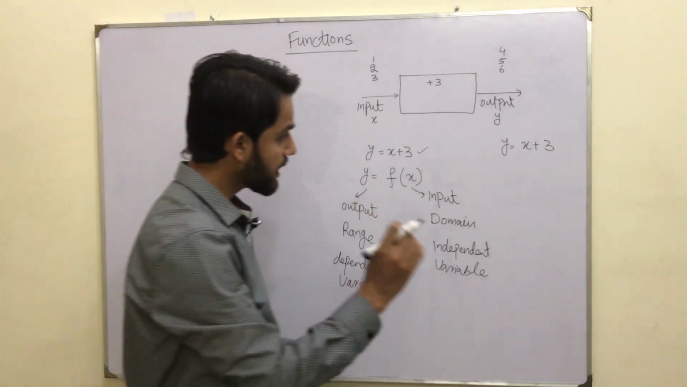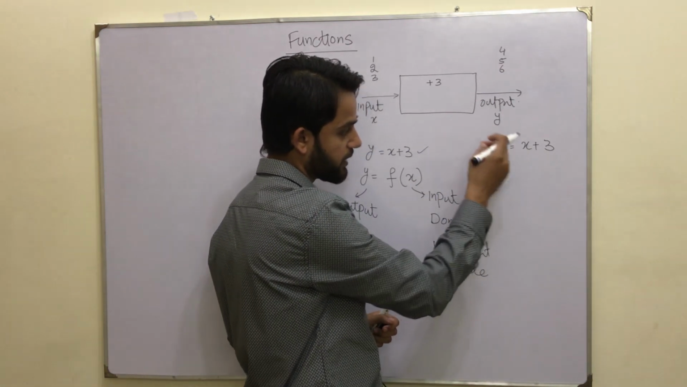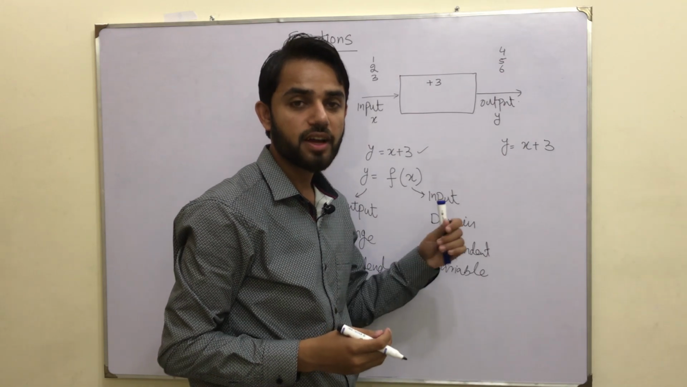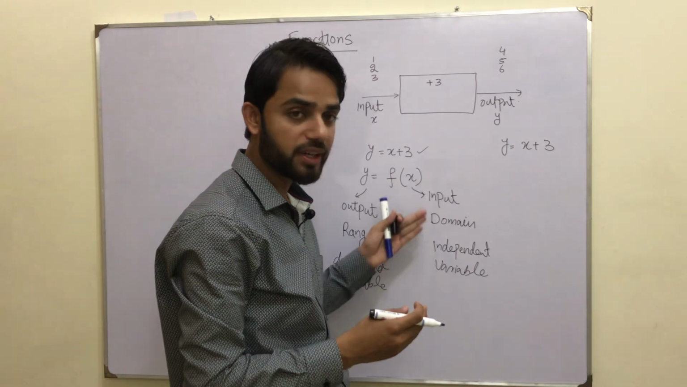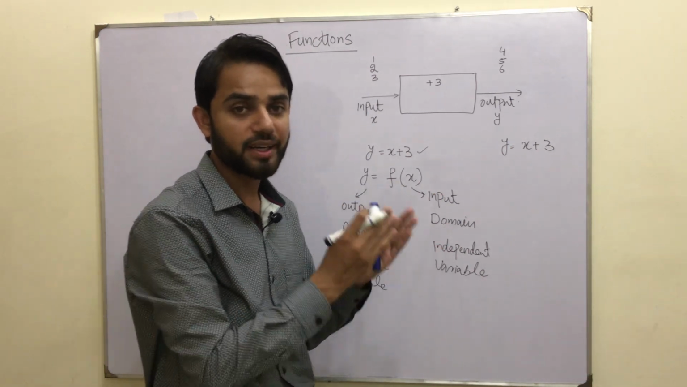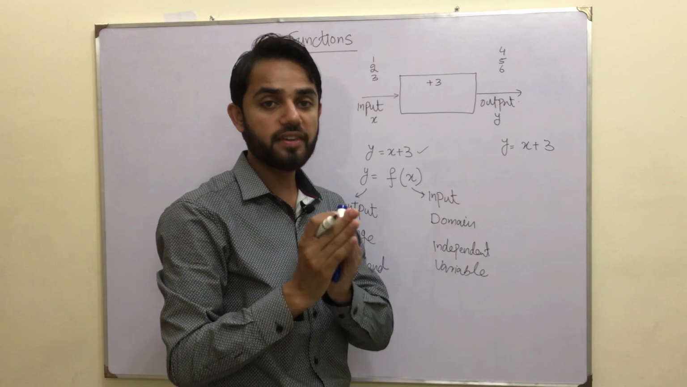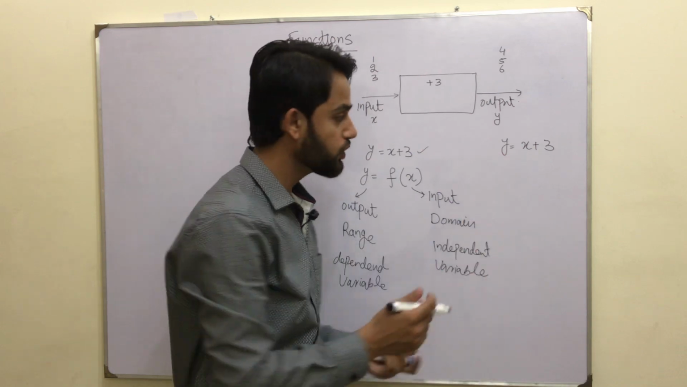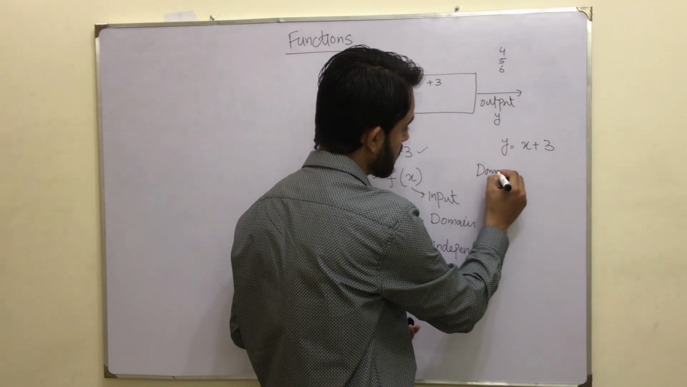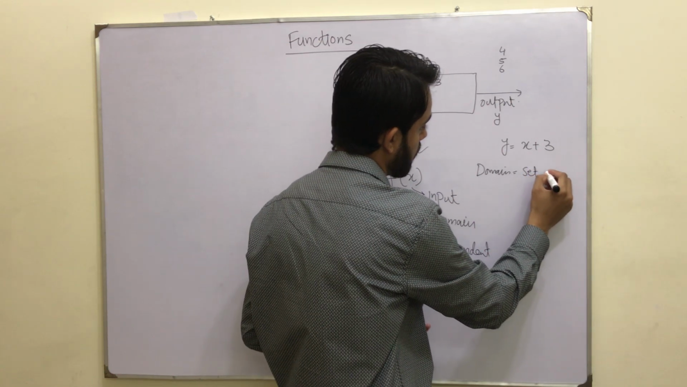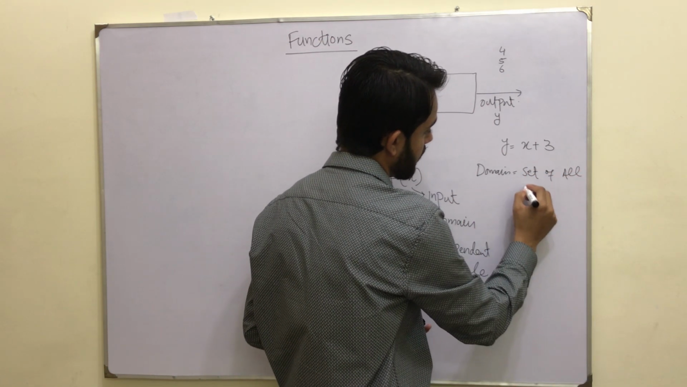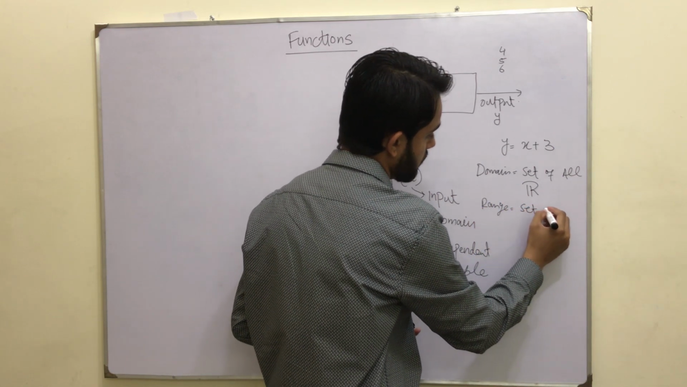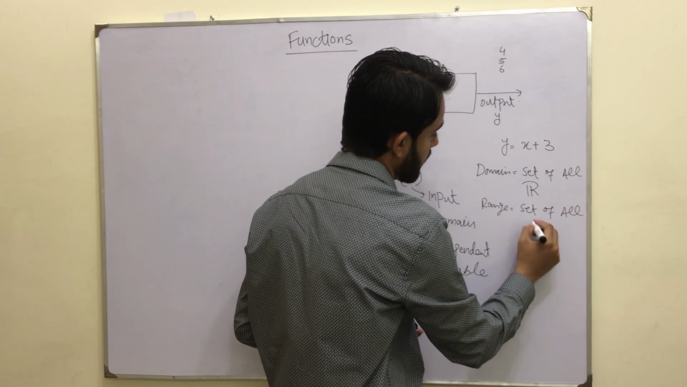We know that whatever value of x you give, whether x is 0, 1, 2, 3, 100, or even if you take negative numbers like minus 1, minus 2, minus 3 up to minus infinity. What does that mean? From minus infinity to plus infinity, whatever number you take in, it will always give you some output. So we can say that the domain of this function is the set of all real numbers, and the range is also the set of all real numbers.